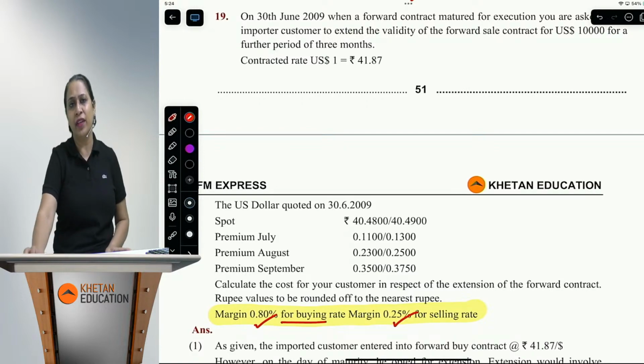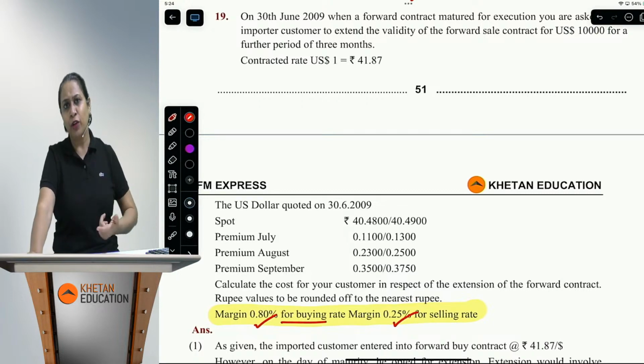But they forget one thing, that quotations are given by the bank. Quotations are given by the bank, and if the quotations are given by the bank, the language whatever is given to you is from the perspective of the bank. So when they say margin 0.80% for buying, that means that 0.8 would be applicable to the bid rate, okay? And when they say 0.25% for selling, that means 0.25% is for ask rate. Are you fine, all of you?